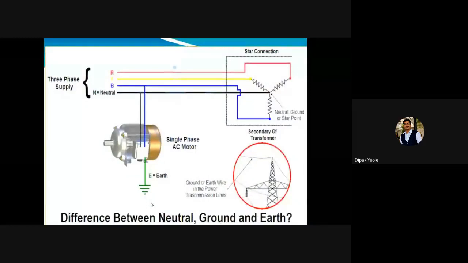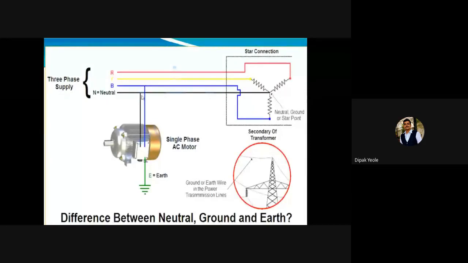So here you can see this is a 3-phase line RYB. I have used the color combination also. Let's say this is a star connection. Let's say this is the neutral or ground or star point. From this you can take the neutral point. So this is the neutral. We are interested in identifying the difference between neutral, ground and earth. Now what is the point of earth?